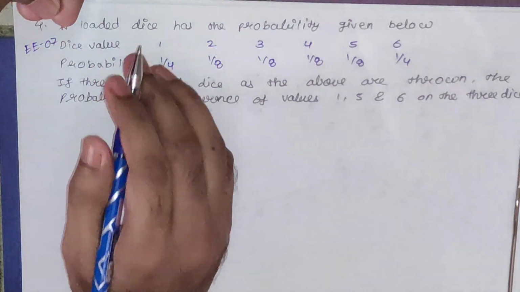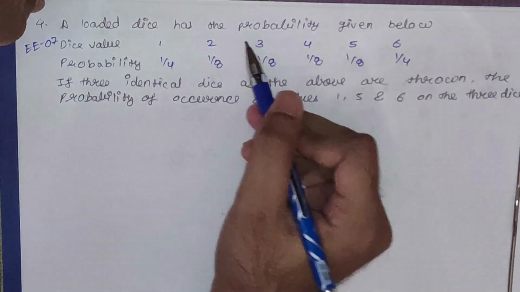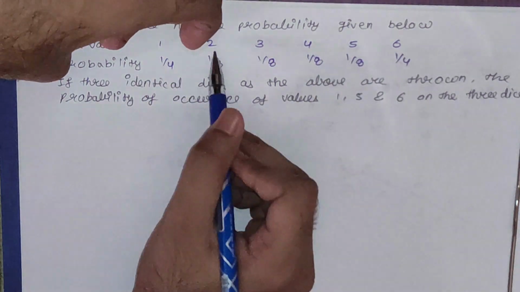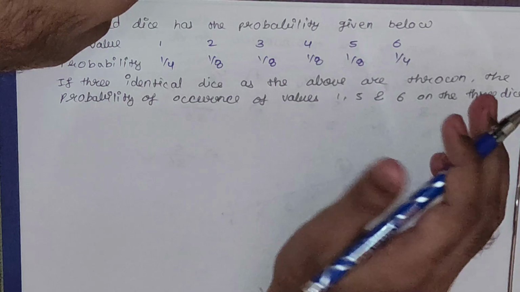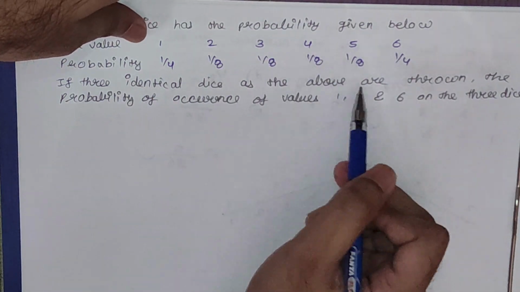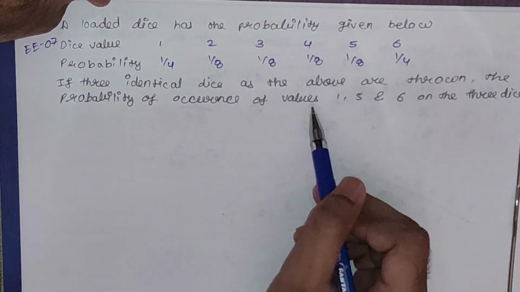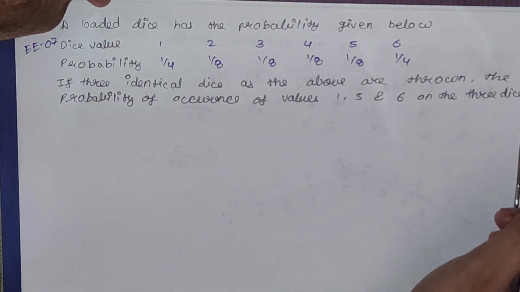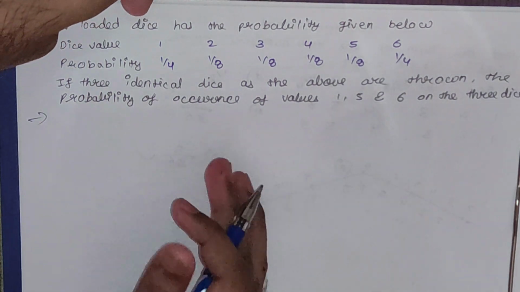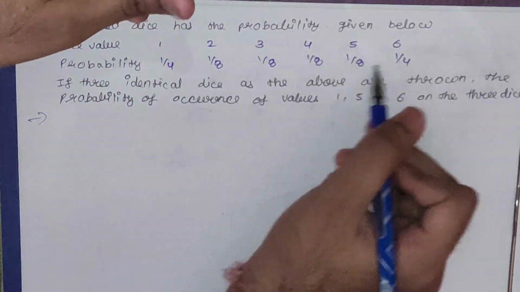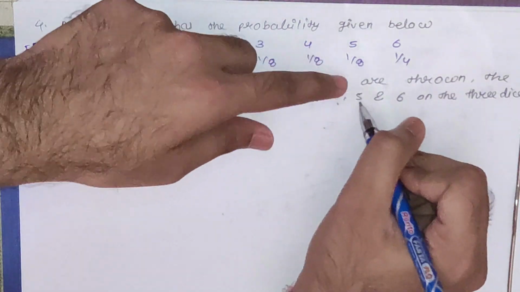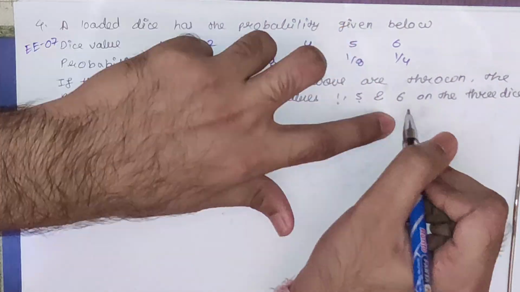Now in advanced sums, the first sum: we have a loaded dice with the probability given below. The dice value is given and the probability corresponding to this dice value is given. Basically this die is now not a fair die, it is an unfair die. If three identical dice as the above are thrown, the probability of occurrence of values 1, 5 and 6 on 3 dice is, and this sum is of EE 2007. Basically the question is asking that if three identical dice with this probability distribution are thrown, the probability of getting 1 in the first die, 5 in the second die and 6 in the third die is.